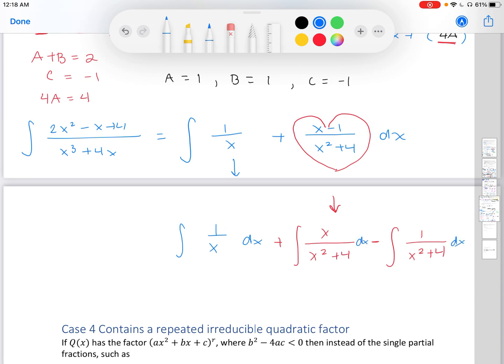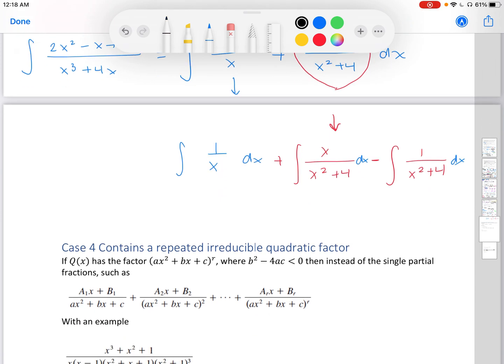Okay, we can go ahead and integrate. Now for that first one, it's not so bad. We just have ln of x. For that second one, we have that x, so we need to use u sub. You can let u equal x squared plus 4. And so this simplifies to be 1 over 2 ln of x squared plus 4, minus that second one, we use the identity we just saw. So that's 1/2 tangent inverse of x over 2 plus c.